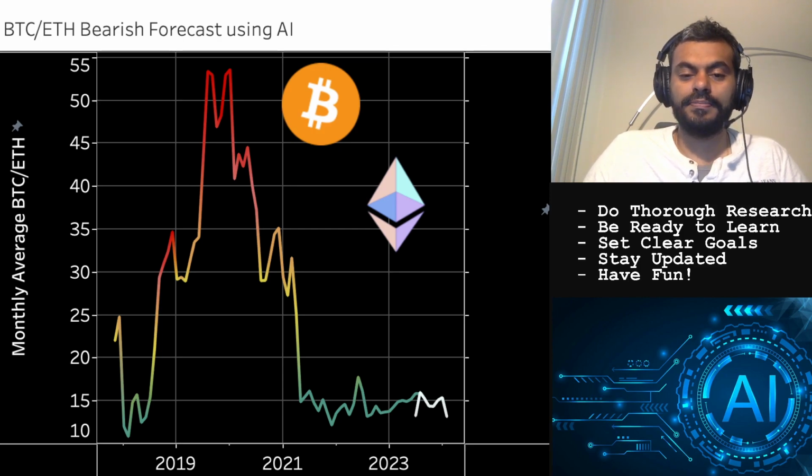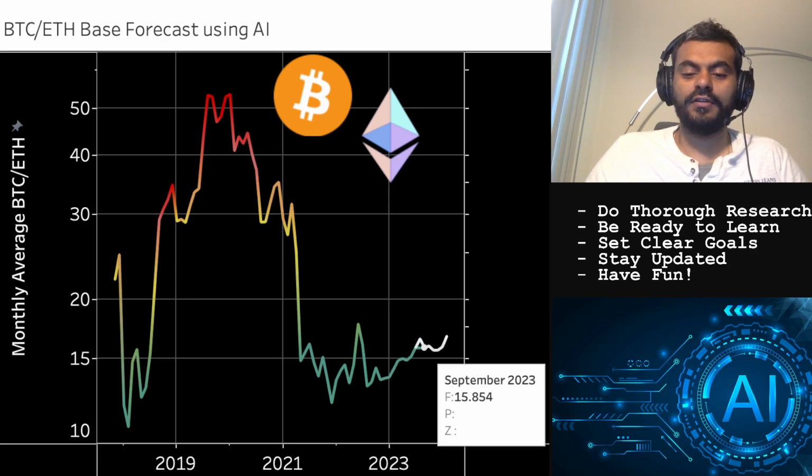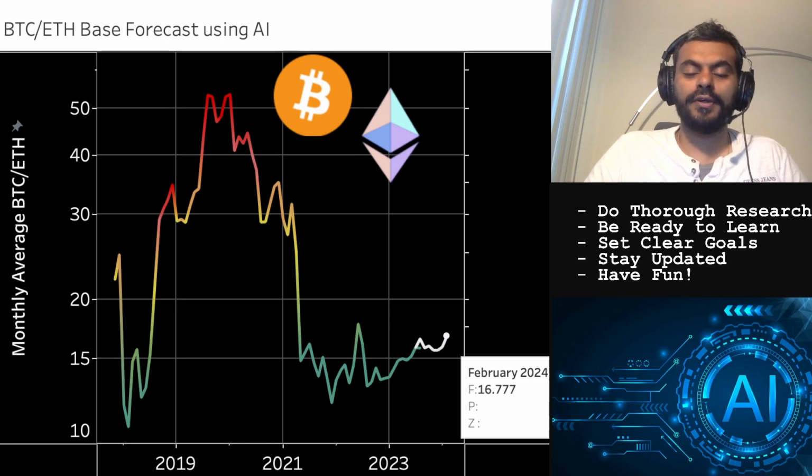So again, I will keep this model in check. At least once a month I will continue creating forecasts as we see more and more data, and check if the trajectory matches the actuals. If there is any divergence, I will update the model. So just before we wrap up, this is the summary. The base case being going sideways from 15.85 till 15.9 till January 2024, and then breakout in February in favor of Bitcoin to about 16.7.